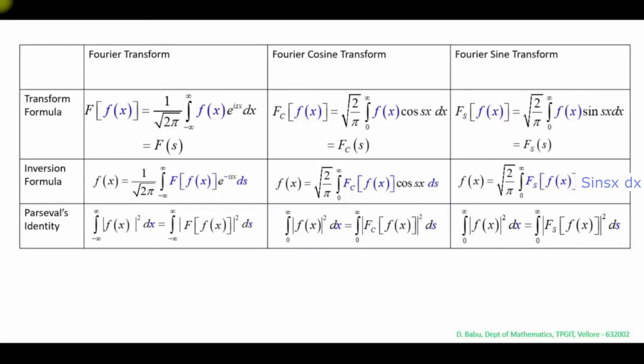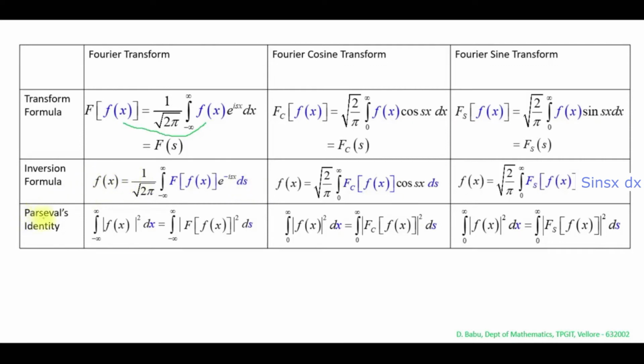Let us recall the Fourier transform formulas. The Fourier transform of f of x equals 1 divided by square root of 2 pi, integration from minus infinity to plus infinity, f of x e power isx dx. Its inversion formula is just an interchange. So f of x equals 1 divided by square root of 2 pi, integration from minus infinity to plus infinity, Fourier transform of f of x, with e power minus isx instead of plus isx. Here we integrate with respect to x, and here we integrate with respect to s only. Then only we get the answer in terms of x.